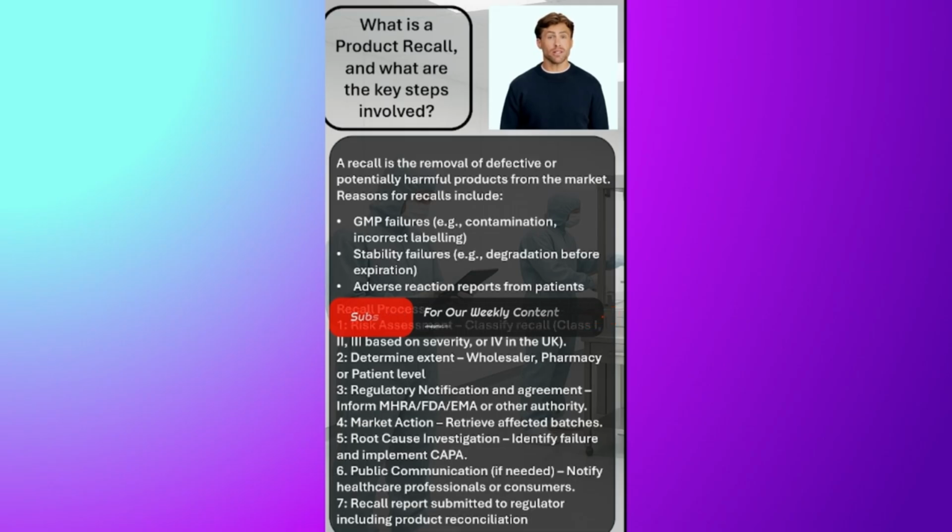Reasons could be contamination, labeling errors, stability problems, or even adverse event reports. The process works like this. First, carry out a risk assessment to classify the recall, Class 1, 2, or 3 in the EU, and up to Class 4 in the UK.